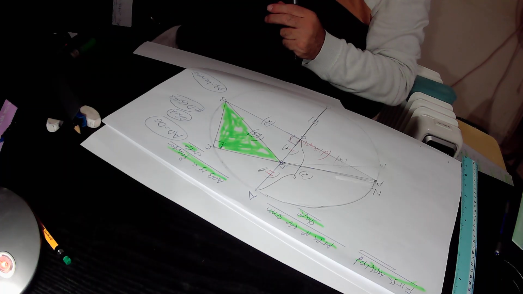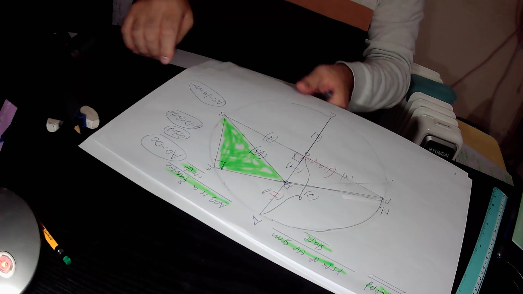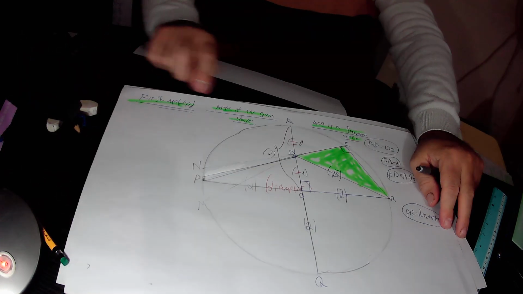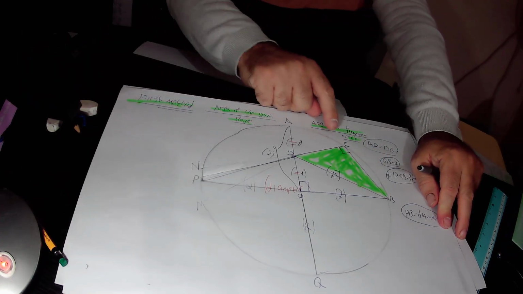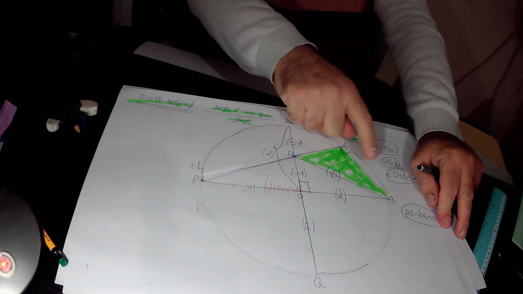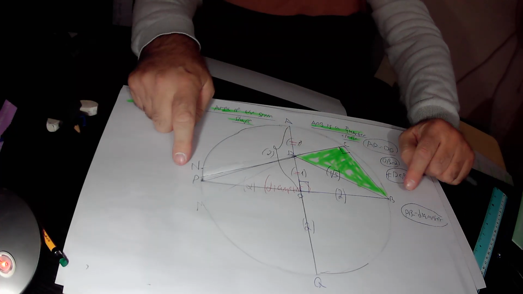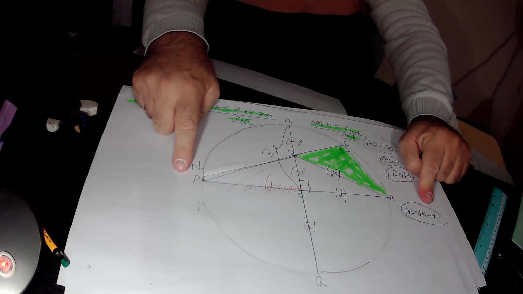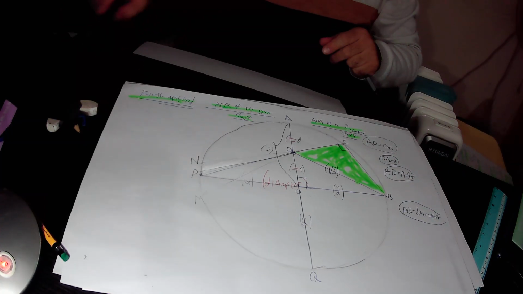Why? Because we have here peripheral angle BCP, this is equal to 90 degrees inside, and peripheral angle BCP subtends on chord PB, this is the diameter of the circle, exactly according to rule 5.